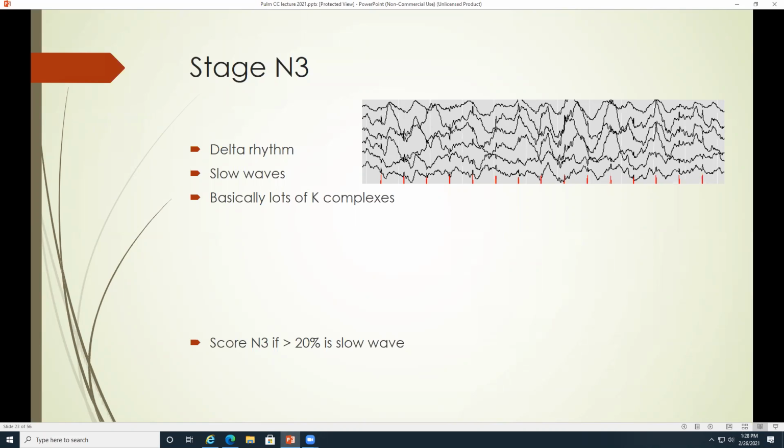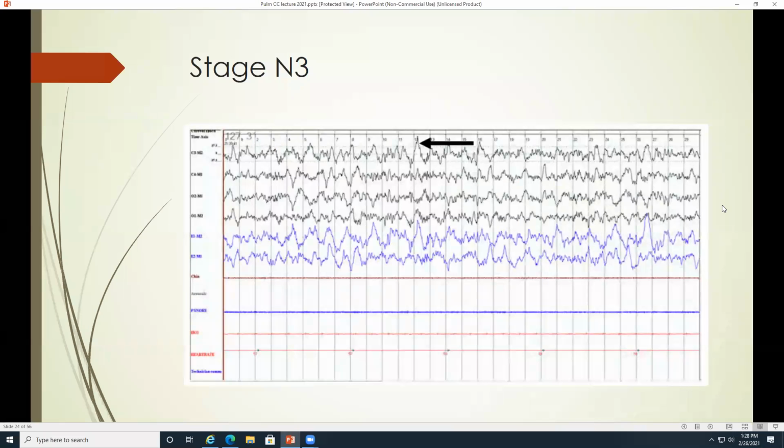This is like 3 points if they ask you to stage one of these, okay? What you want is 20% of the epoch to be these slow, large delta waves, all right? And you can see how obvious everything is in that example there. Here, there's no low amplitude. The amplitude is much higher. There's a bunch of those peaks. That's definitely 20% of that epoch. So you'd score that as N3.